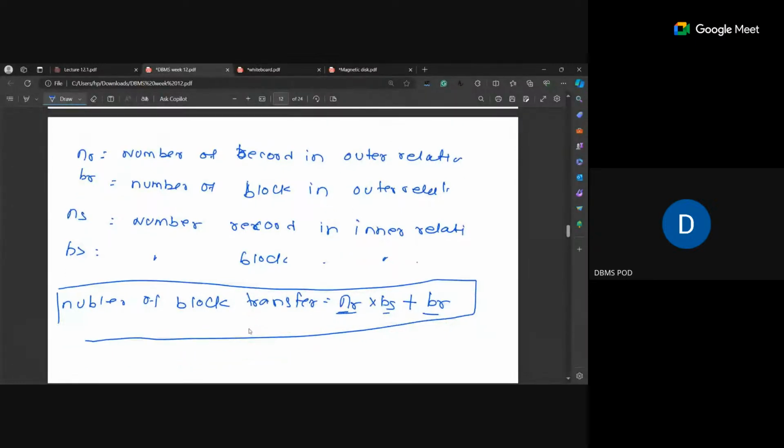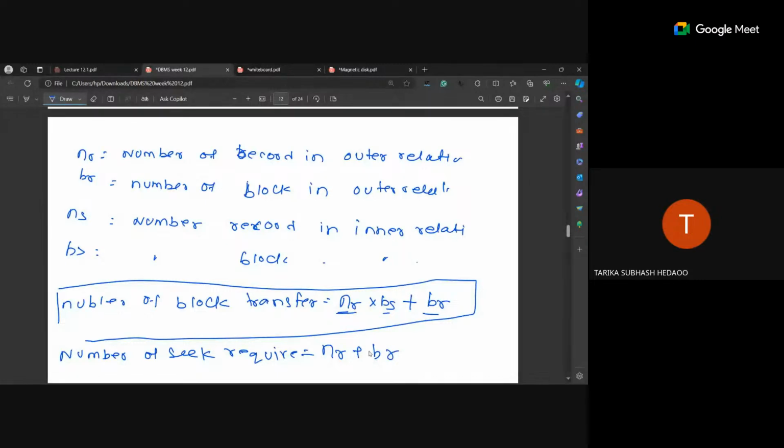These things were not clearly explained in the lecture. They are just properties and numbers of blocks, so I'm explaining how it actually happens. And the number of seeks required will be NR plus BR.